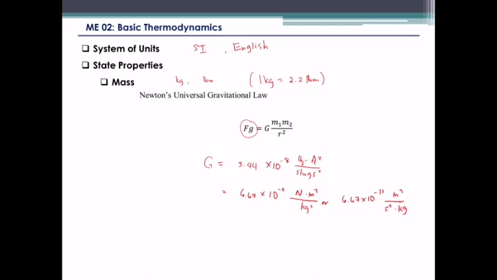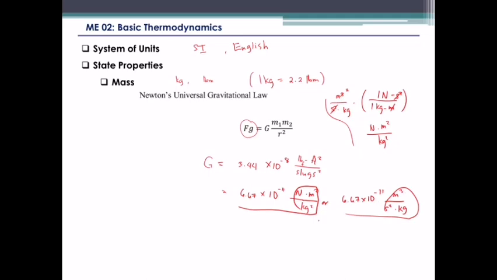You might encounter this unit of G, and it is just the same as this one. When we say cubic meter per second squared kilogram, if we convert it, 1 newton is equivalent to kilogram meter per second squared. Multiplying by that, the second squared cancels, and the meter becomes meter squared. So the unit is now newton meter squared per kilogram squared. So it is the same, either this unit or the cubic meter per second squared kilogram.